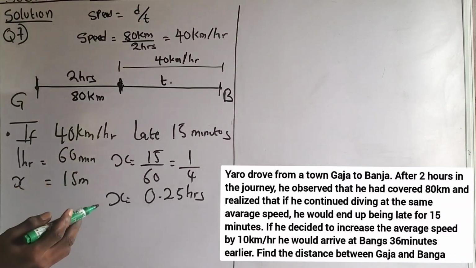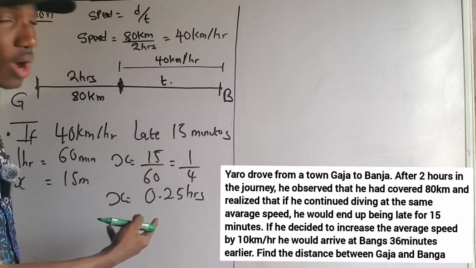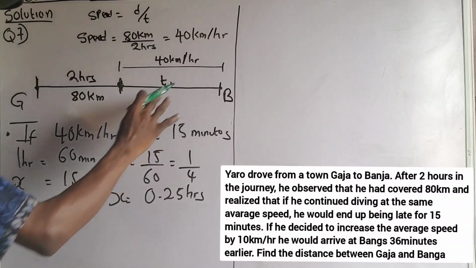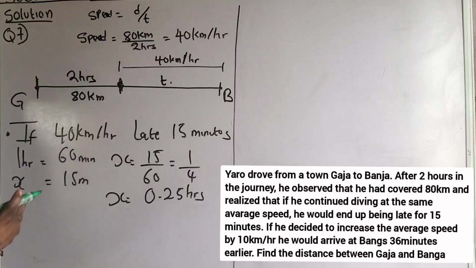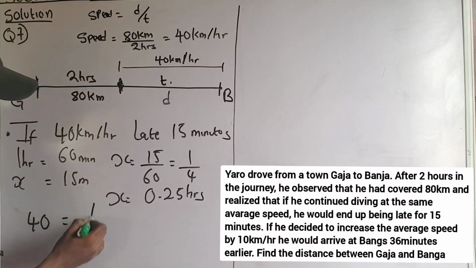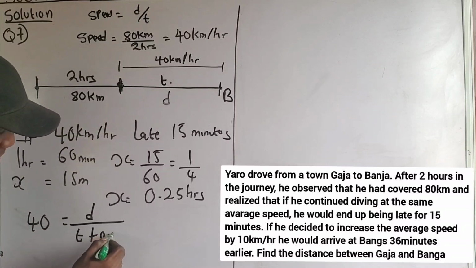Now, because he will spend an additional 15 minutes on the journey, and we've already converted the 15 minutes to hours, the time used to cover this journey will be T1 plus 0.25 hours. For this, I'm going to have, with 40 kilometers per hour, speed equals distance over time. Let the distance be d. So 40 is equal to distance over time. Now the time will be T plus 0.25.